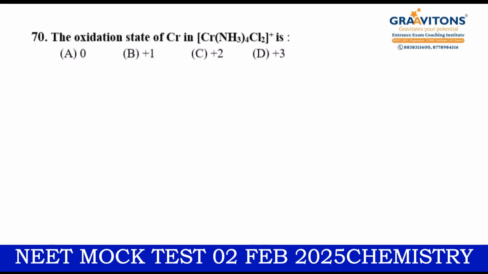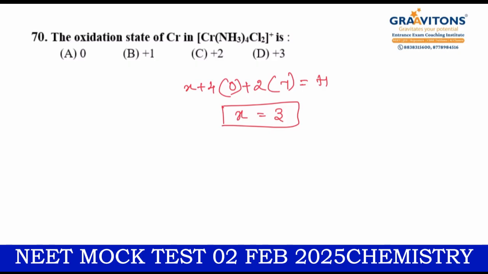70th question. The oxidation state of chromium in this complex. Let us keep chromium as usual X, plus 4 amine groups, which are neutral ligands so the charge is 0, plus 2 chlorine. The charge of 1 chlorine is minus 1, and that is equal to the coordination complex ion charge, plus 1. So X is equal to plus 3. Okay, plus 3, and hence the correct option for the oxidation state of chromium in this complex is plus 3, option D.